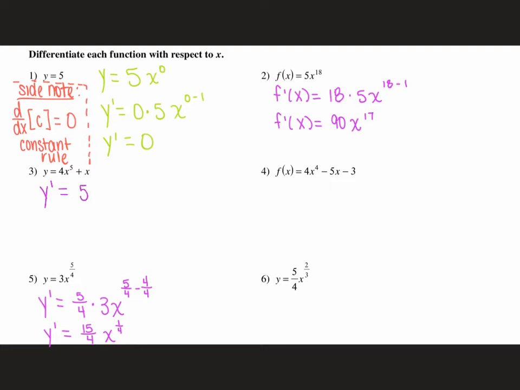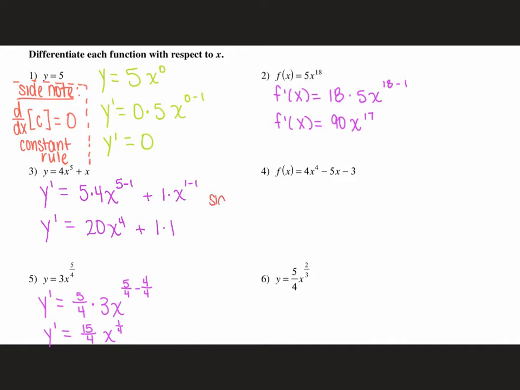I know I need to take my 5 down to the front, and then subtract 1 from my exponent. Now I have a second term. My second term was x to the 1st. So I'm going to take that 1 down to the front, and then subtract 1 from the exponent. Okay, now let's simplify. Y prime equals 20x to the 4th, and then plus x to the 1 minus 1, which is x to the 0. We've already talked about how something to the 0 is just a value of 1. So this is really like 1 times 1.